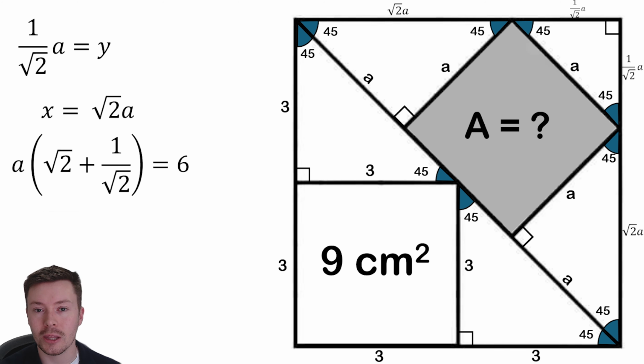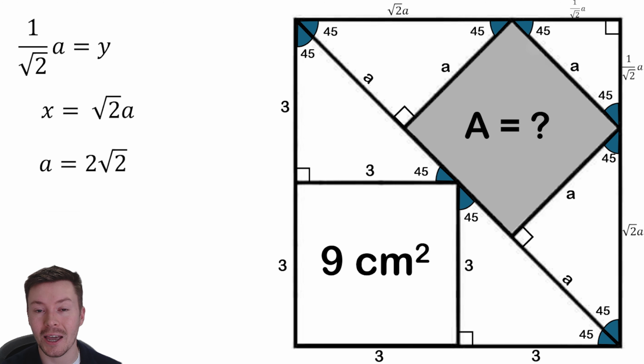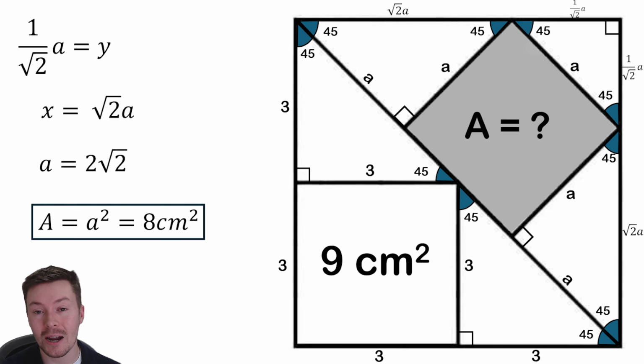Now we can simplify the thing in the bracket, because that will give us 3 root 2 over 2, and then we're going to divide by that to give us a, which is 2 root 2. That's the side of the square, so we square that, because the area is a squared, which will be 8 centimetres squared. That's a pretty neat solution, and a very interesting kind of dynamical relationship between the two squares there, in the fact that this grey square is 8/9 of the one on the left.